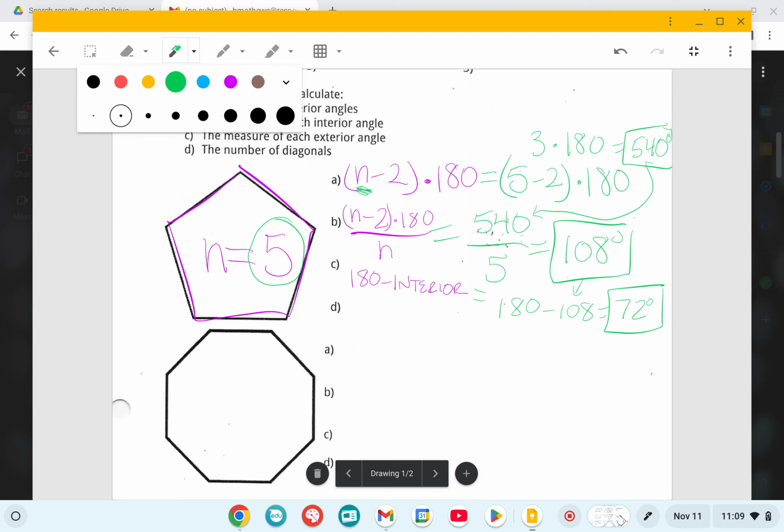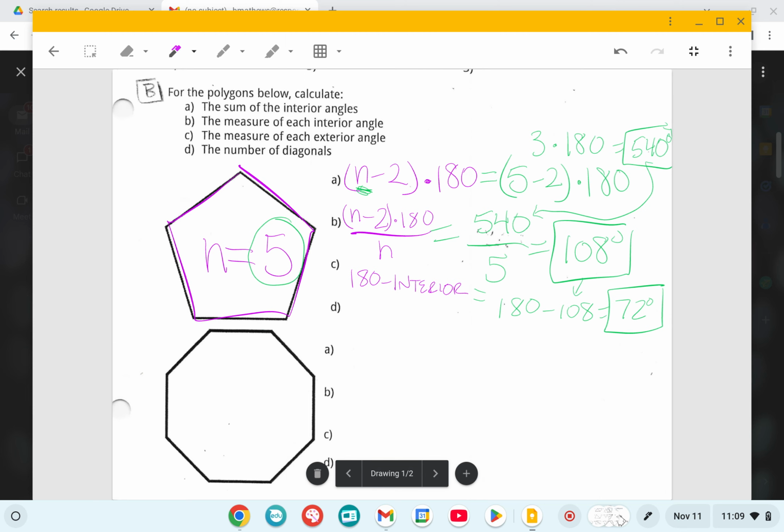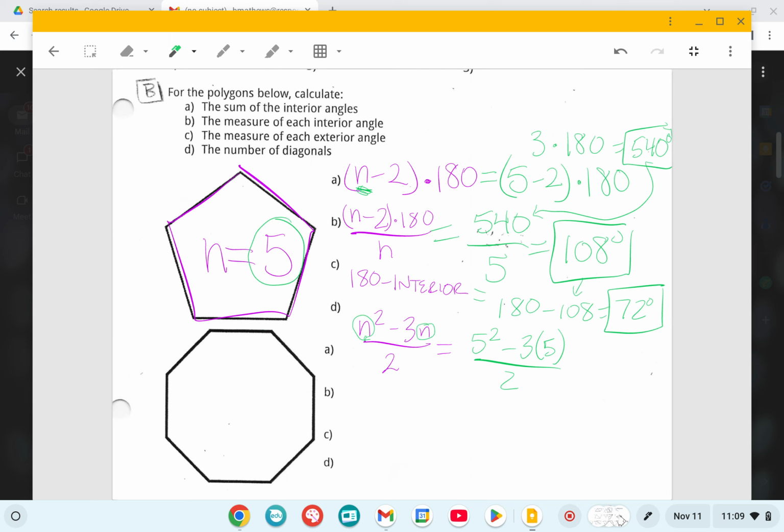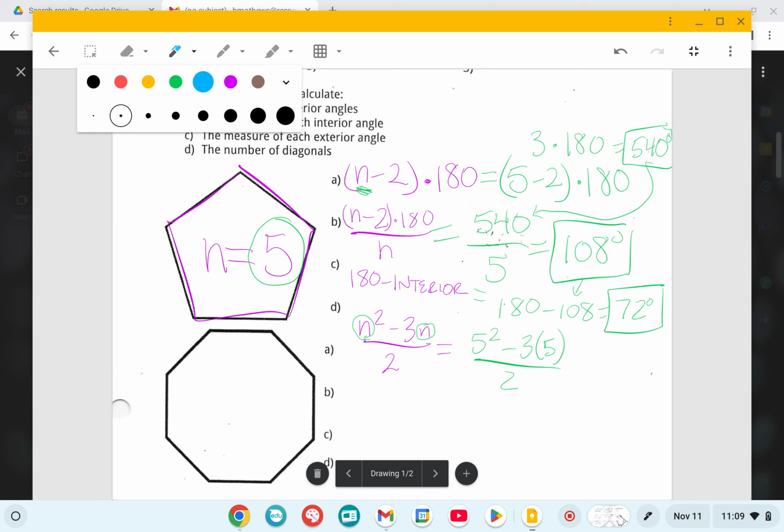Now, starting in part D, it's a little bit different. You have a different formula. It's n squared minus 3n divided by 2. And so again, everywhere there's an n, I'm going to put 5. I would not recommend typing this all into the calculator at once because you will likely make mistakes. I would recommend working it out piece by piece. But that is what you get when you plug 5 into n in both places, here and here. I've replaced those with 5 because that is my n value. And then I work it out.